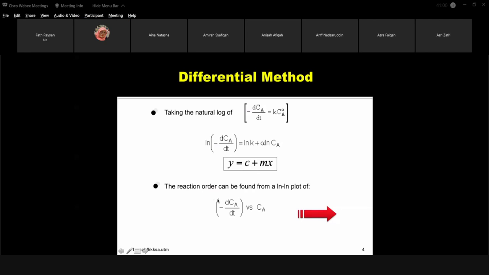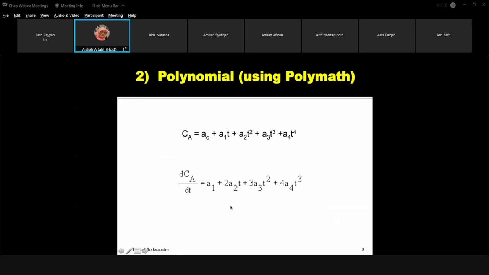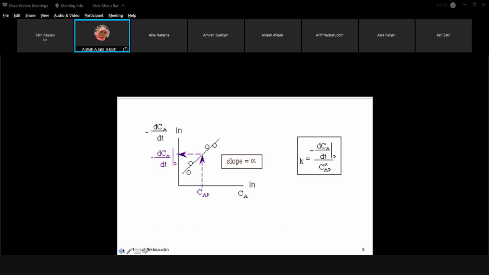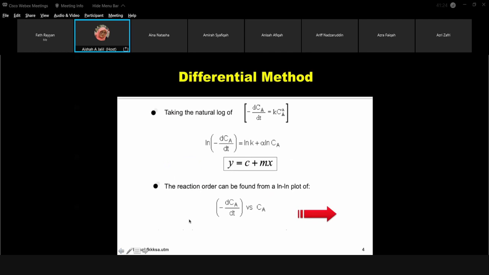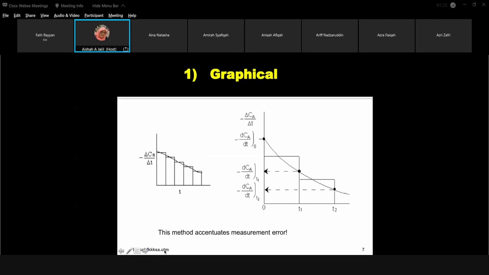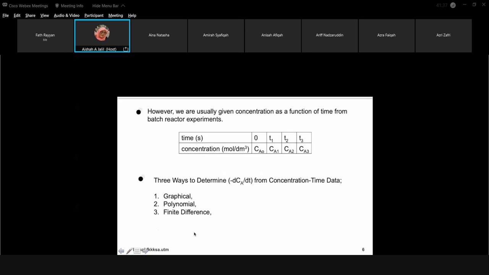Then the reaction order can be found from the ln plot. We don't need log here; we use ln. The order can be found from an ln plot of negative dCA over dt versus CA. Which graph? You can put it in this graph.